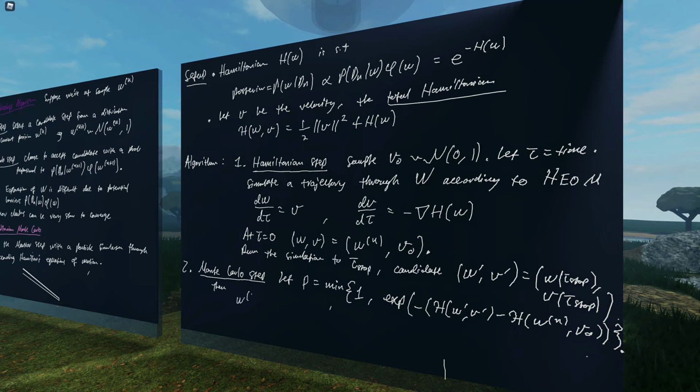And so we let P be this, and then we take our new sample to be either the new candidate with probability P, or the old position that we started at with probability 1 minus P. And so in the first case, this would be accepting the new candidate, and in the second case, it would be rejecting.